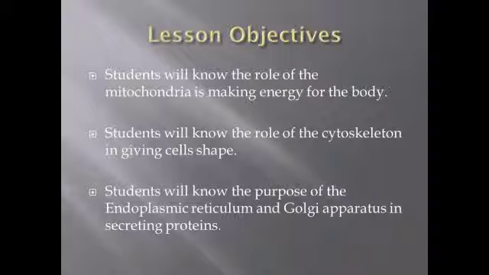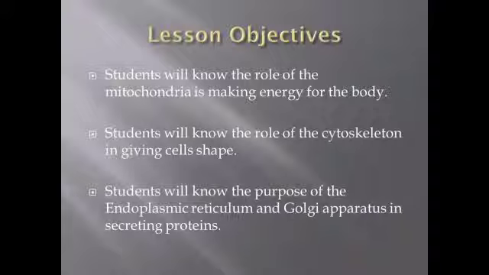Two, students will know the role of the cytoskeleton in giving the cell shape. So you're going to know how the cell has its shape and what the cytoskeleton is. And number three, students will know the purpose of the endoplasmic reticulum and the Golgi apparatus in secreting proteins.